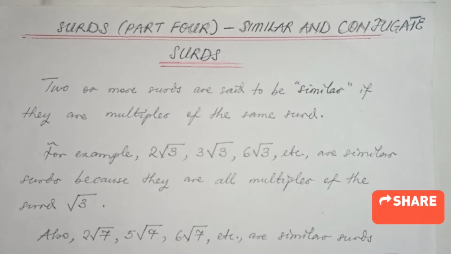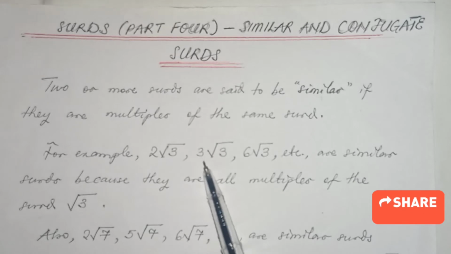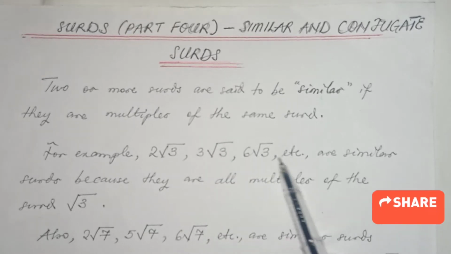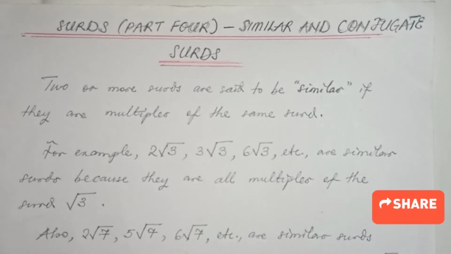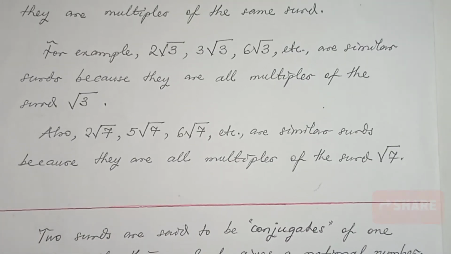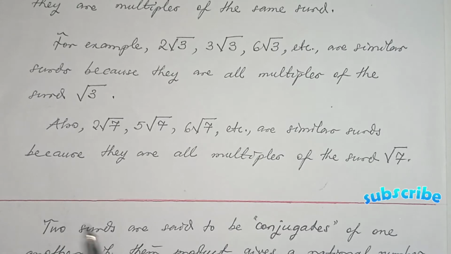Now, look at the example. 2 root 3, 3 root 3, 6 root 3, etc. are called similar sorts, or are considered similar sorts, simply because they are multiples of the sort root 3. Again, looking at this example, 2 root 7, 5 root 7, 6 root 7, etc. are also similar sorts, simply because they are multiples of the same sort root 7.